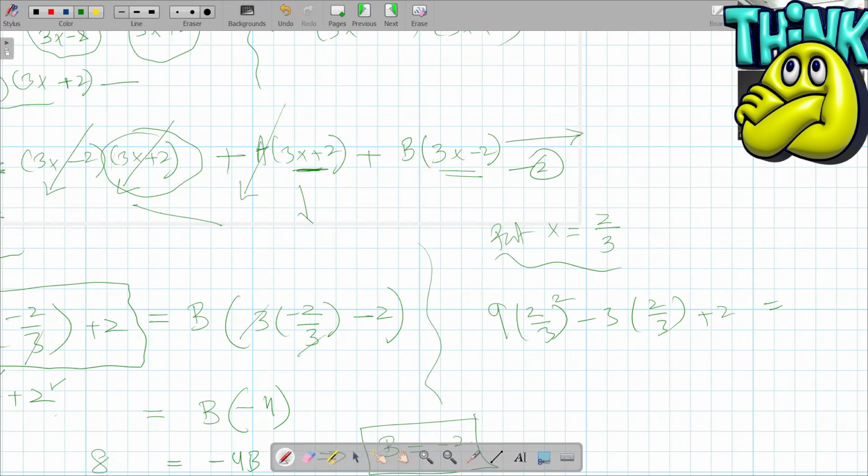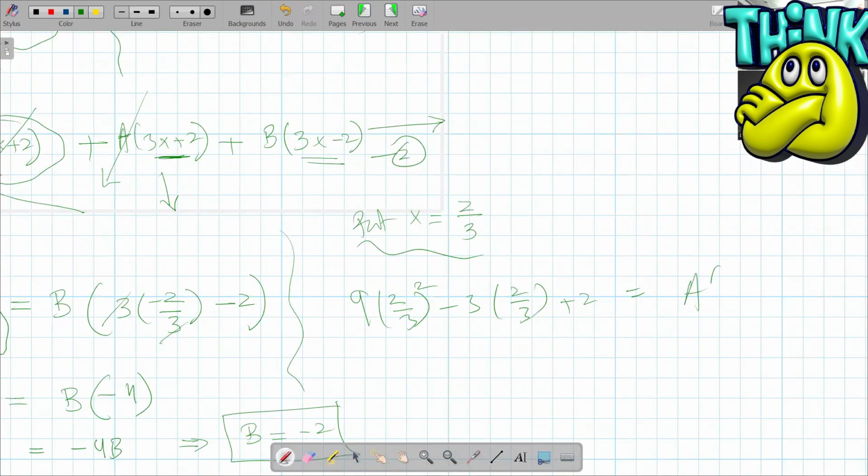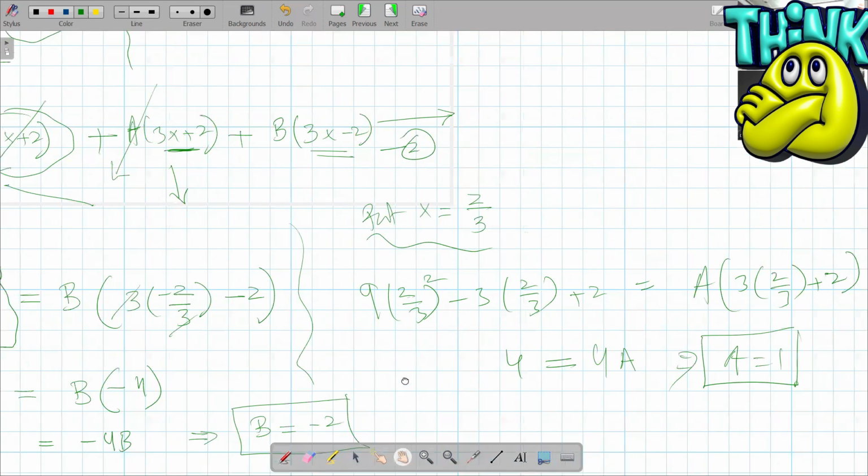So we will be left with only this term, a times 3 times 2 over 3 plus 2. So this will be 4 minus 2 plus 2. So this is 4 on this side and 4a on the right side. So a is equal to 1. A is 1. So a is 1, b is -2.